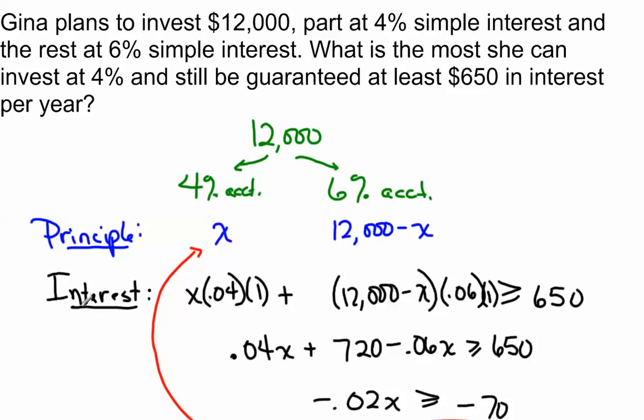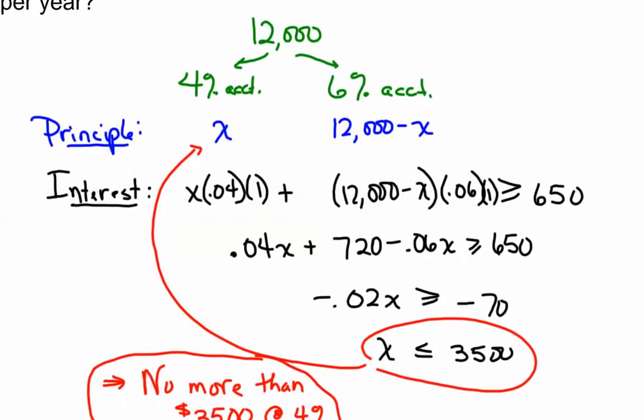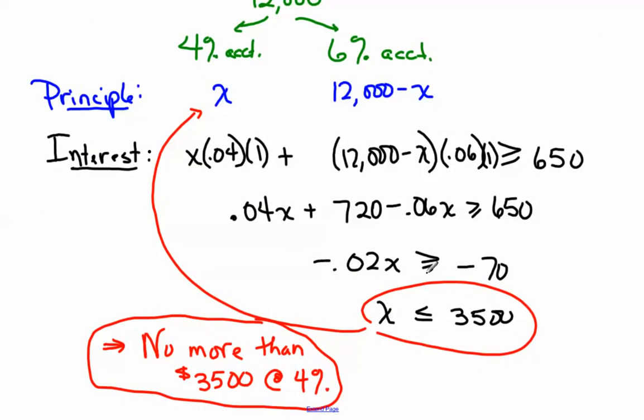Distribute here, clean up your like terms, and we end up with negative 0.02x is greater than or equal to negative 70. And notice if I divide by a negative, what happens? The symbol flips. So x needs to be less than or equal to $3,500. So what's x? Look back at my chart here. x is the amount in the 4% account. So what I've just discovered is that she can put no more than $3,500 in that 4% account and still get $650 in interest.